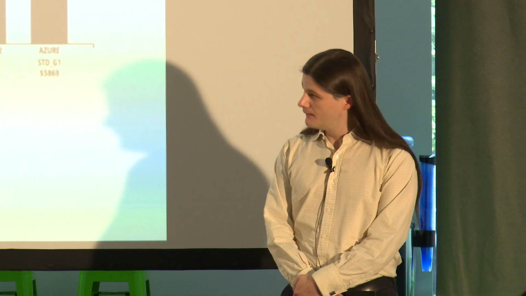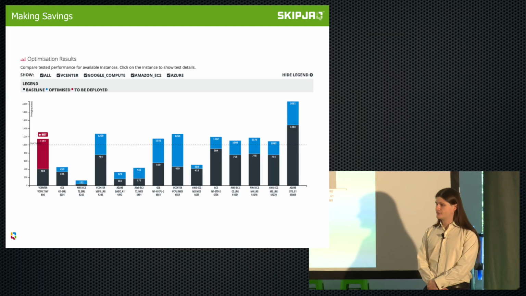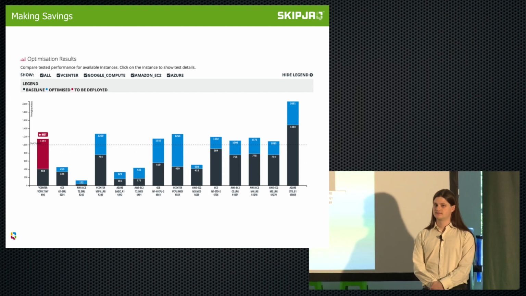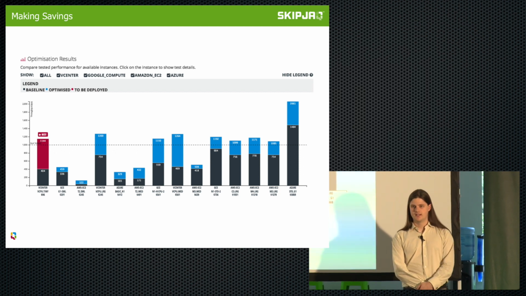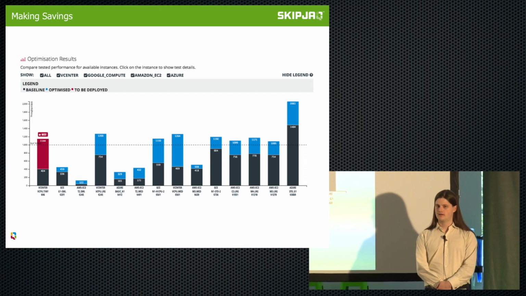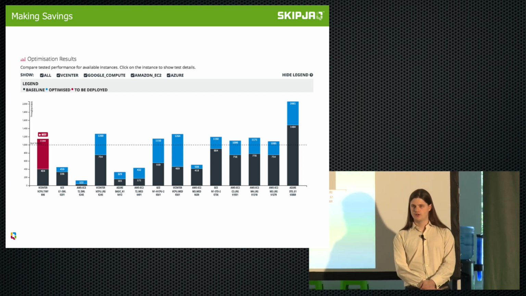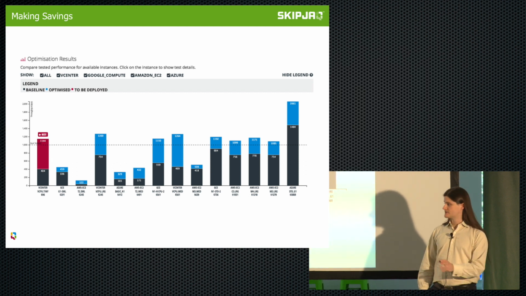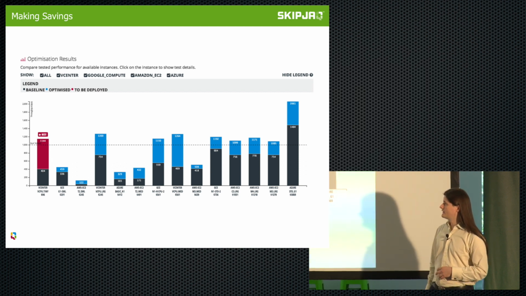So I'm going to illustrate what we're doing with the example of a small microservice that you might deploy in Amazon EC2, for example. What we'll do is take your microservice, send a test workload to it and characterize it for performance. And then we will work out how much it costs to run on different size cloud instances. So here's the kind of output that we might produce.